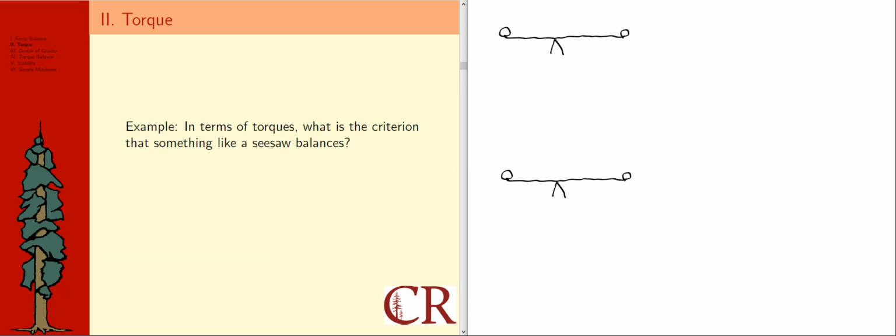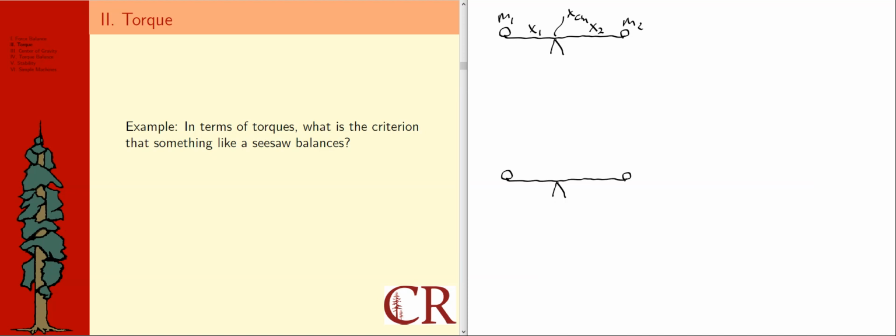So if these two blobs here represent two objects on the seesaw, maybe they're kids, but I didn't spend the time to put all the details in for kids. If one of them has a mass m1 and the other has a mass m2, and the m1 blob is a distance x1 from the fulcrum, and the m2 blob is a distance x2 from the fulcrum, and the fulcrum is at the center of mass point.